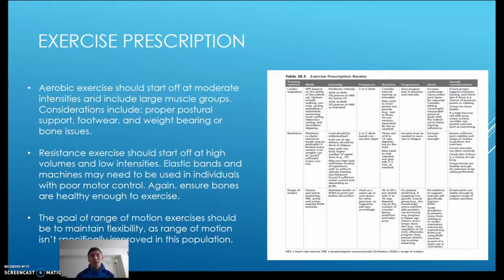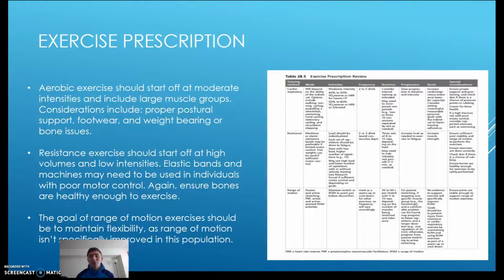But again, the goal here is not to be subject to this motor control for this population. It is to prevent decreases in muscle strength for these individuals. So machines may actually be a good type of exercise to use for them. And then finally, in terms of flexibility and range of motion, the goal should be to maintain flexibility, as range of motion specifically isn't improved in this population. So we are just going to try to maintain what we have.